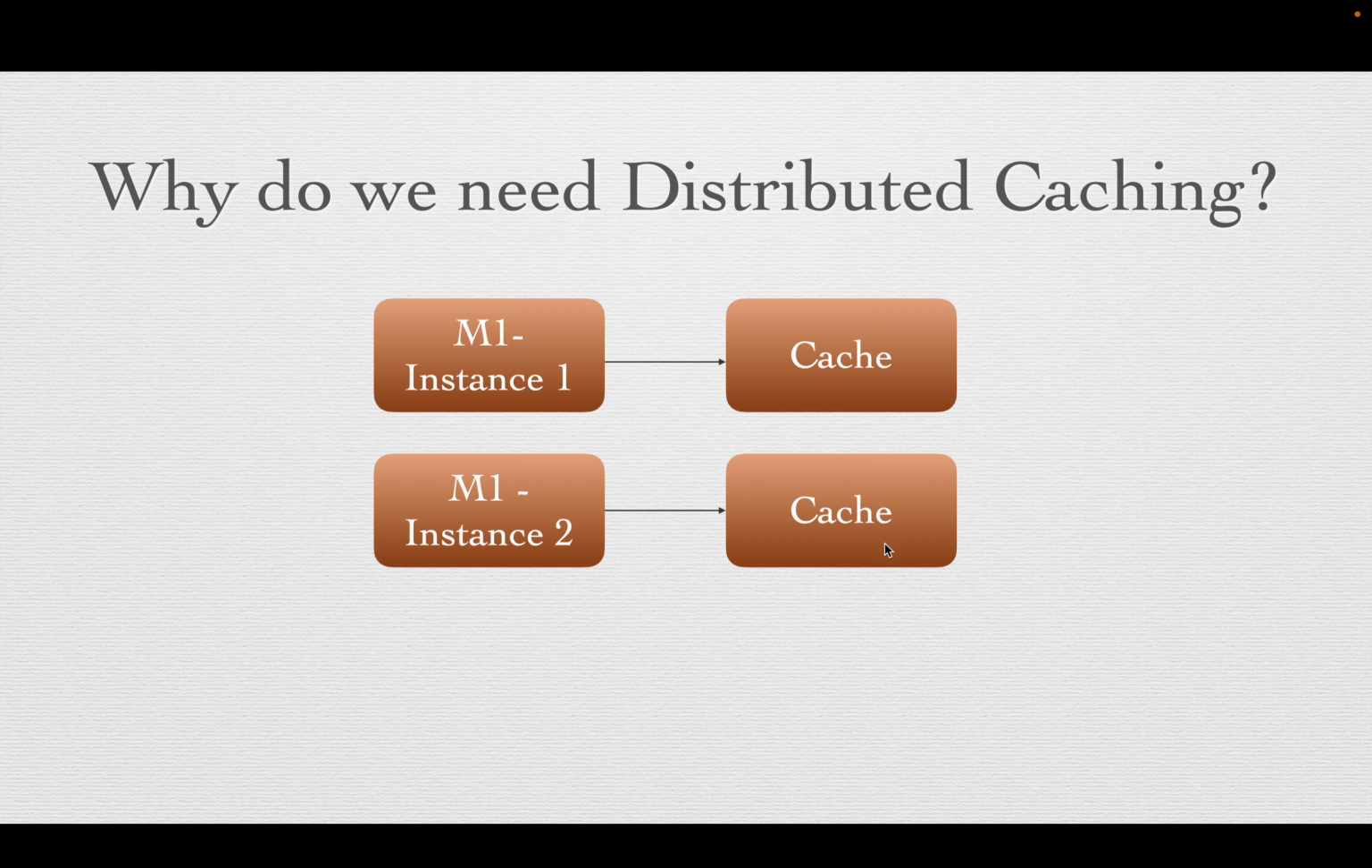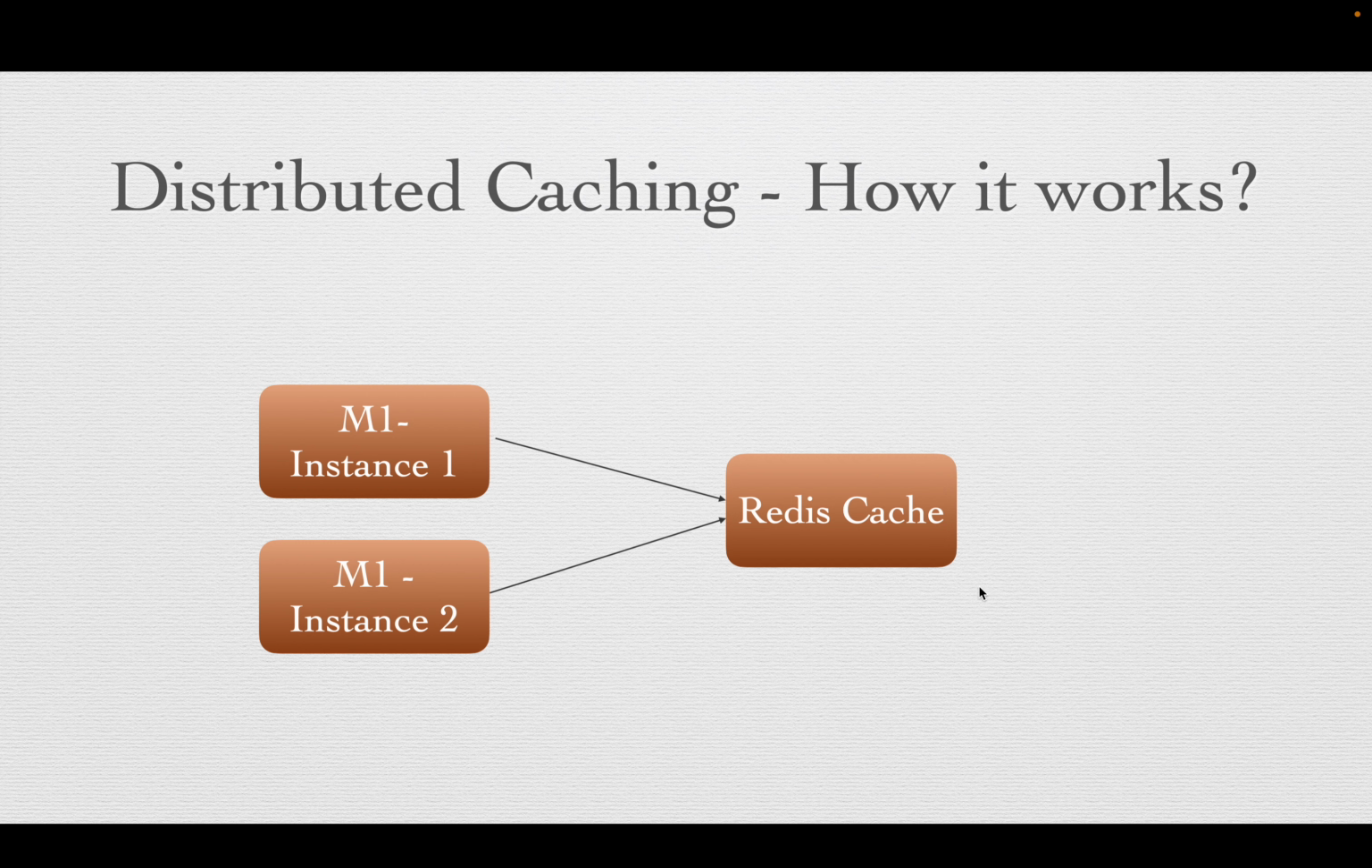So even though it looks like the problem is sorted, that is not the case. Why is that not the case? We have to create two caches. If I have 10 instances, I have to create 10 caches. So instead, what we need is one common cache, which is nothing but the distributed cache that will be created only once. That cache can be used by all the instances of my application. So that is called distributed caching.